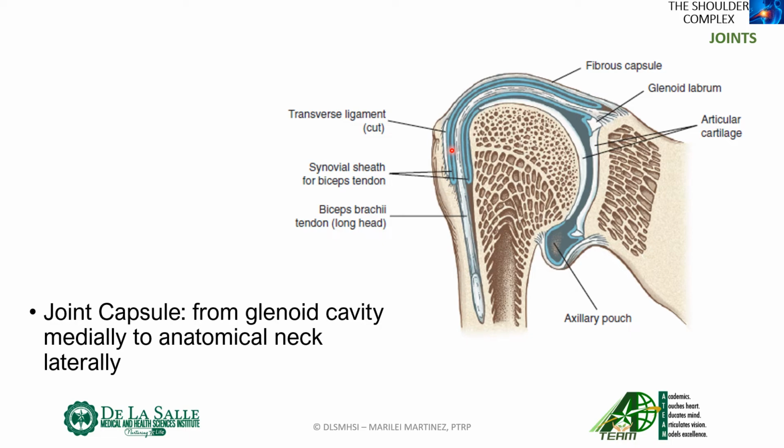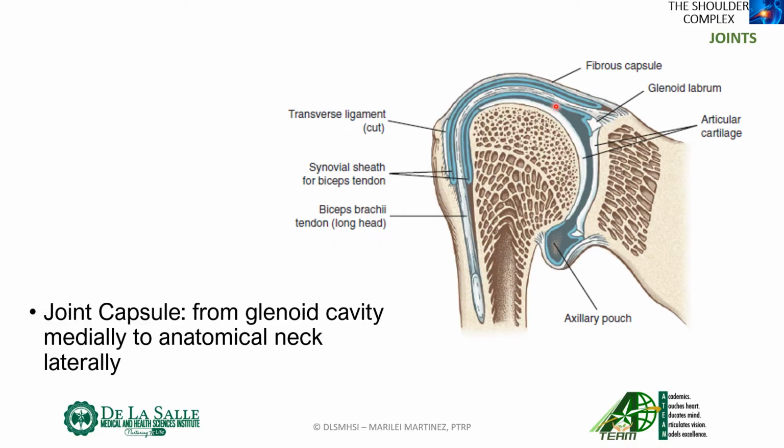Aside from the fibrous capsule, we have your synovial membrane. Your synovial membrane lines the inner wall of your fibrous capsule. An extension of the synovial membrane lines the intracapsular portion of the tendon of the long head biceps brachii. Meaning, there is a portion of the long head of biceps brachii that is intracapsular, within the fibrous capsule, within the joint capsule. Why? Because its origin is located in the supraglenoid tubercle, which is inside the fibrous capsule.